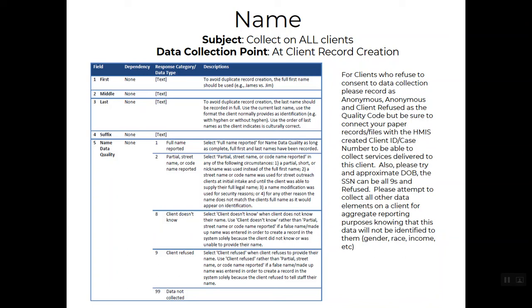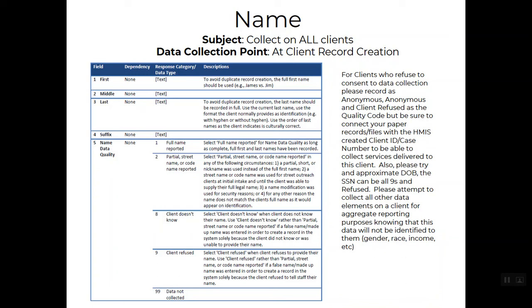Be sure to capture the correct data quality points as well: if it is their full name reported, if they only gave you a partial name, they're refusing, or they don't know. Important to note for clients who refuse data collection, we ask that you make every attempt to still enter this client into HMIS and complete a full HMIS assessment on these clients, again capturing all other information about them. However, enter them as anonymous first name, anonymous last name, with no dates of birth or social security numbers.